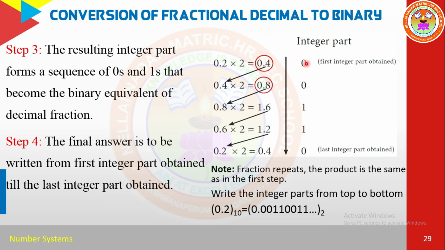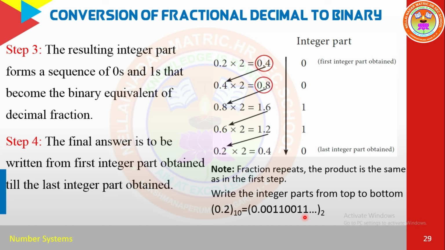So 0 0 1 1 0. See the answer: 0 after the point, 0 0 1 1 0. Correct? After that the digits would continue, because it is an approximate answer only, not an absolute answer. So that's why we are putting the number like that. No need to write it in the long way. You just write 0 0 1 1 0 alone. Up to that you write it and put the base value 2. So this is the way to follow the steps in fractional decimal to binary conversion.